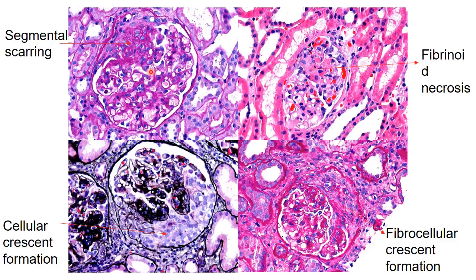You can see segmental scarring with IgA nephropathy. You can see fibrinoid necrosis with IgA nephropathy. You can see a fibrocellular crescent. Here is the crescent. And you can see a cellular crescent. A cellular crescent just has a lot more cells compared to the fibrocellular crescent. And these are again areas where we get really terrified whenever we see crescent formation in a kidney biopsy. We need to act quickly for these patients.